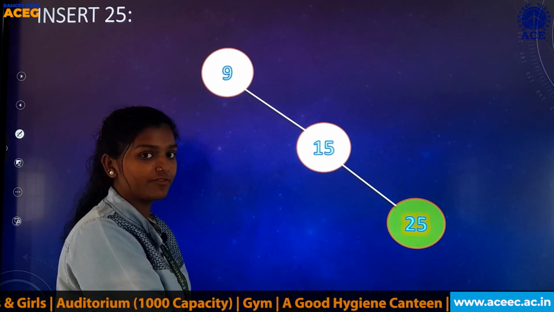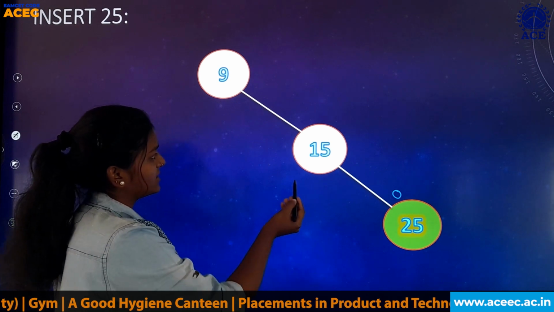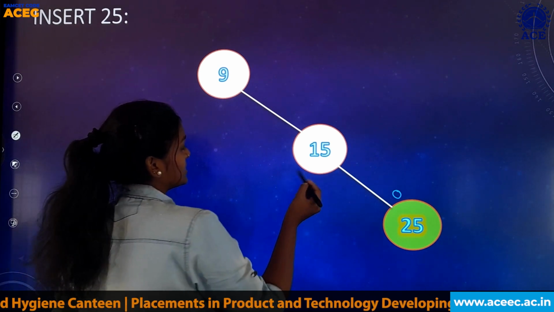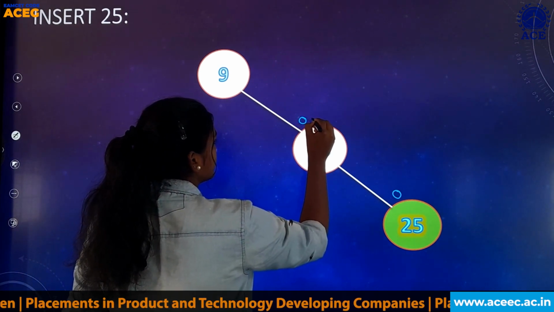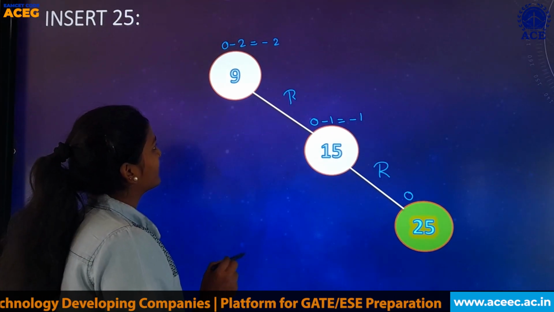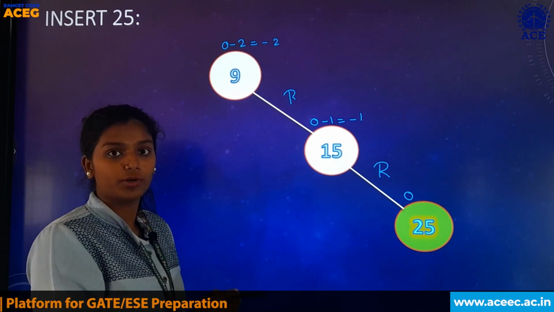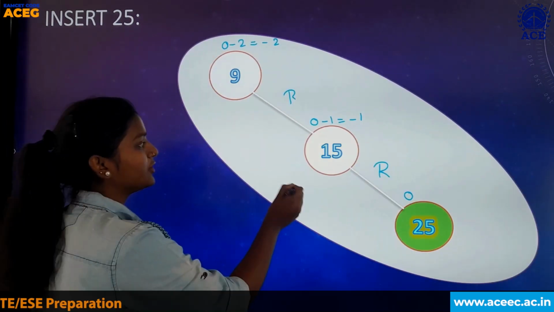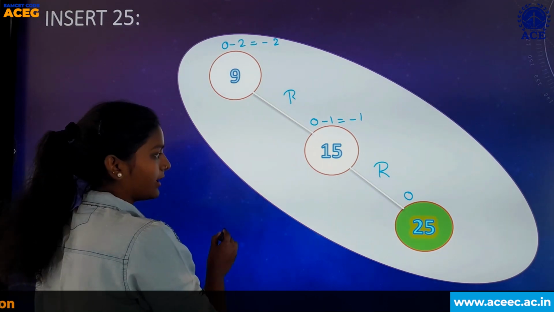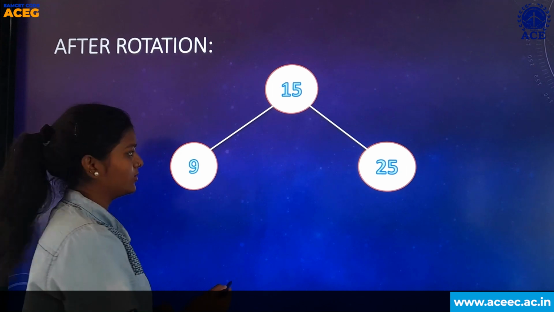Now check the balancing factor. The balancing factor of 25 is 0, since there are no nodes below it. Now check the balancing factor for 15. The balancing factor for 15 is left subtree minus right subtree, that is -1. Now the balancing factor for 9 is -2, which is not in the range. So now we have to apply the proper rotation. Here 15 becomes the root node and 9 is pulled down. Now this is how it looks.